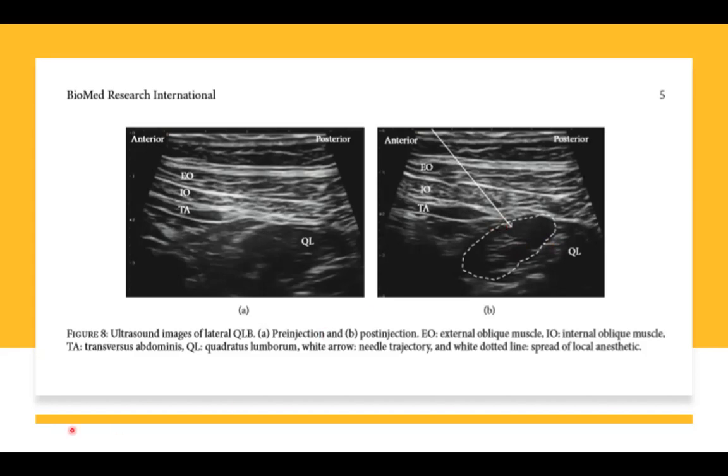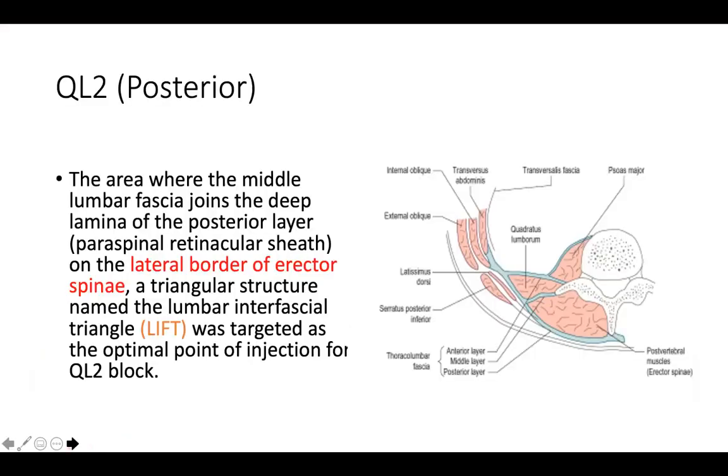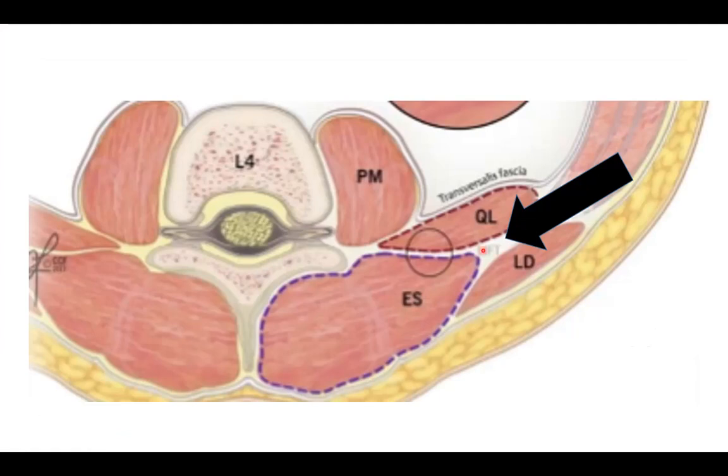So now coming to the posterior QL or QL2 block, which is another interesting block. Here the drug is deposited in the lumbar interfascial triangle, the LIFT area. Cadaveric dissection studies showed that there are no nerves here, and this is a dense fascial area.